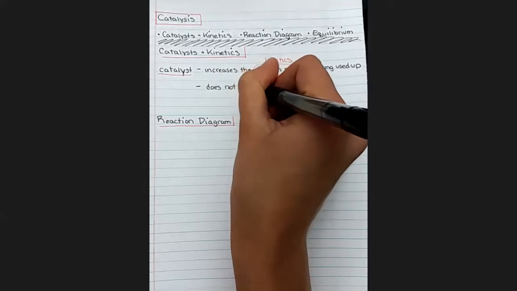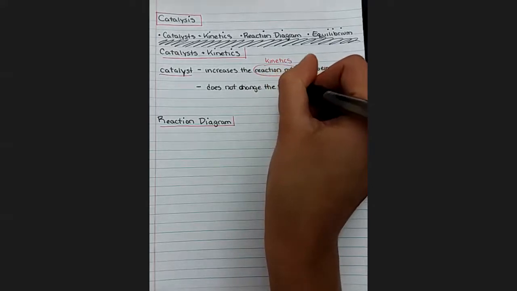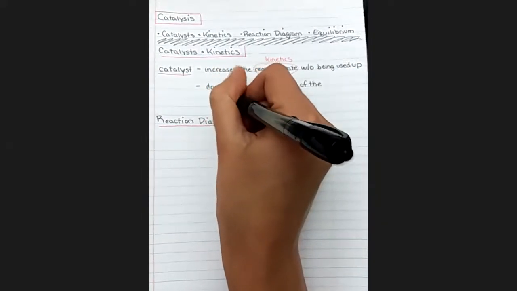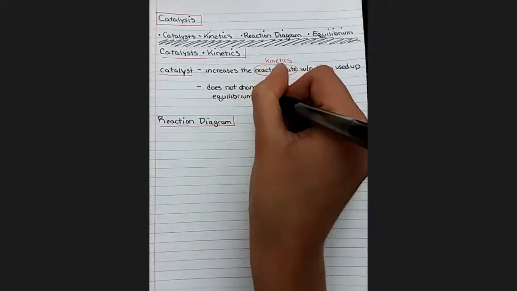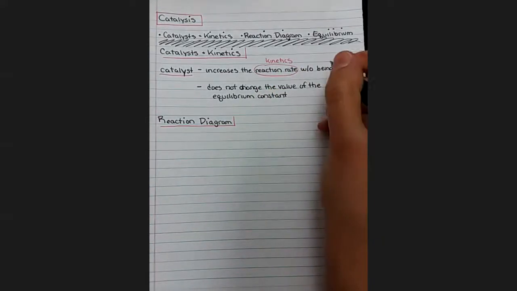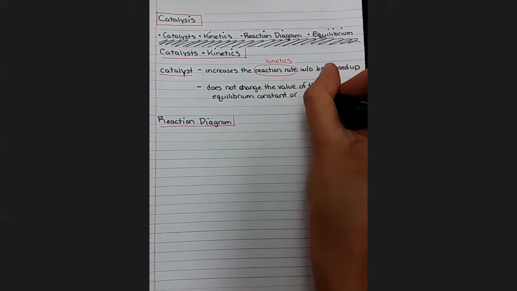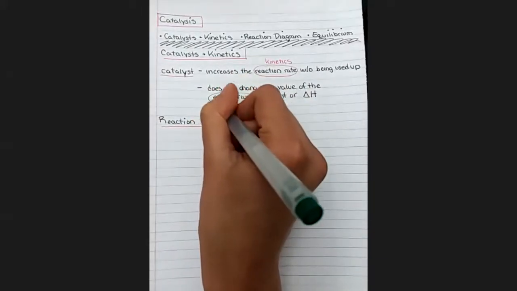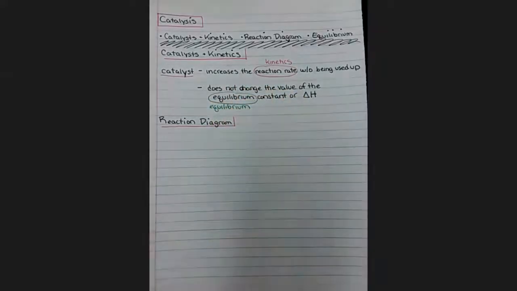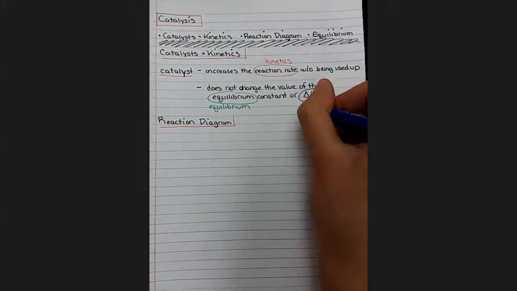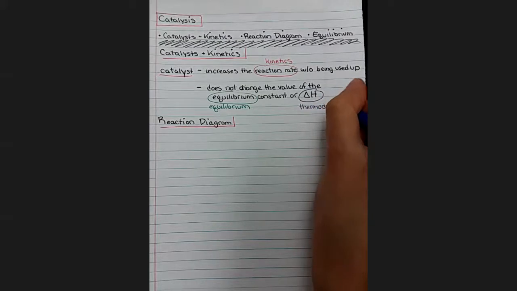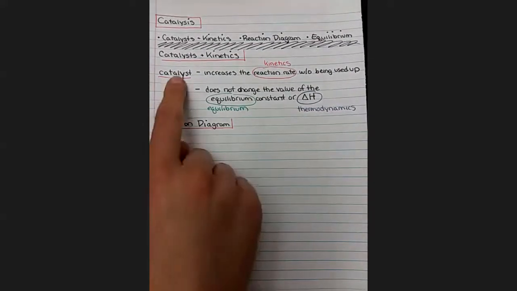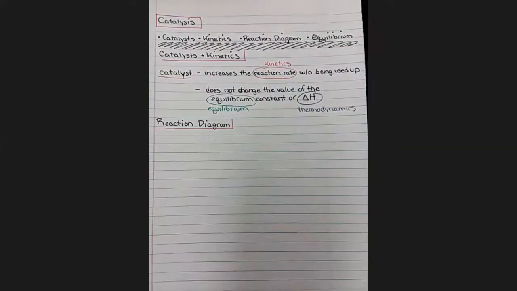It does not change the value of the equilibrium constant, and it doesn't change the delta H. So there are three languages that we talk about in chemistry. There's the language of kinetics, there's the language of equilibrium, and delta H is from the language of thermodynamics. Those are the three ways of discussing how a reaction proceeds. So the catalyst only changes one of these. It only changes the kinetics of a reaction.